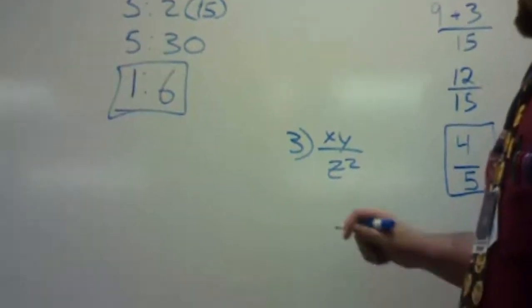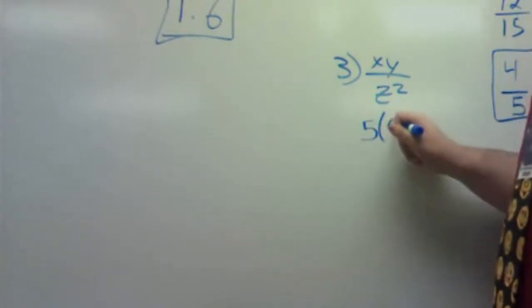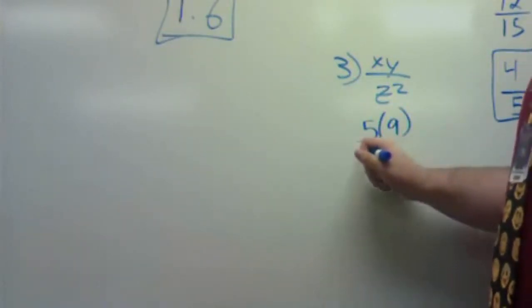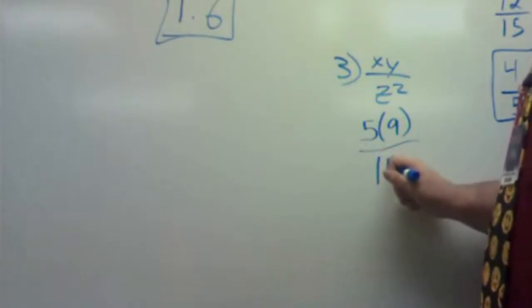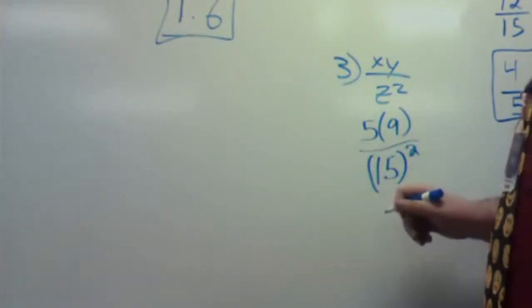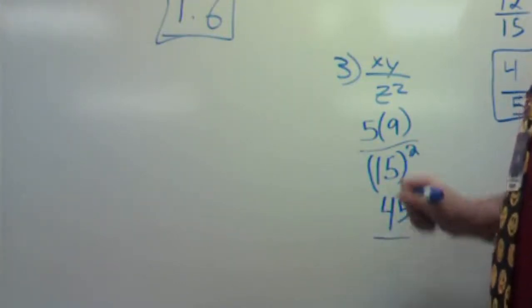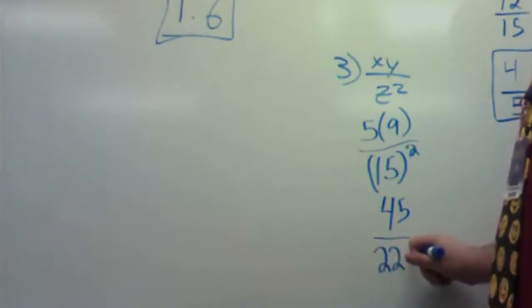The last one here, x times y. Well, x is 5, y is 9, so plug it in. Z is 15, and I have to square it. 5 times 9 is 45. 15 squared is 225.